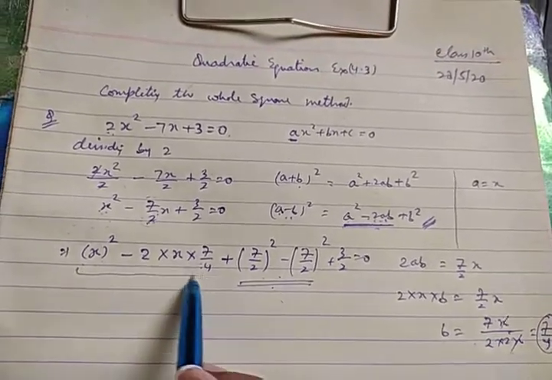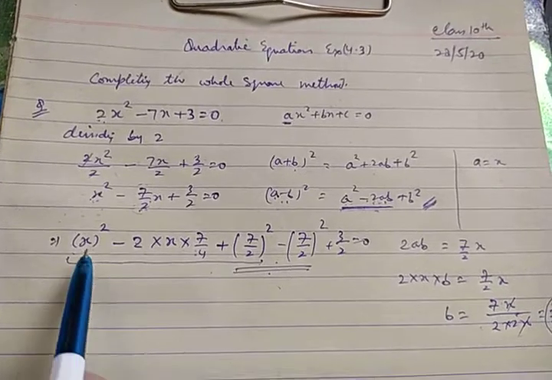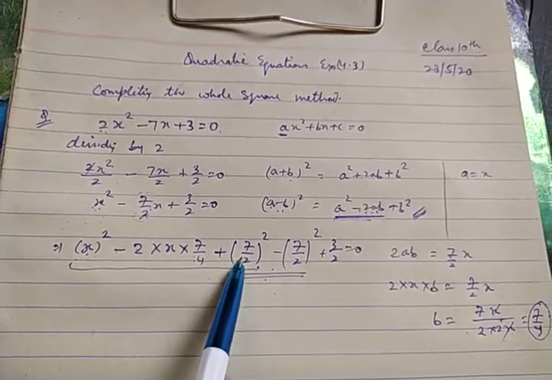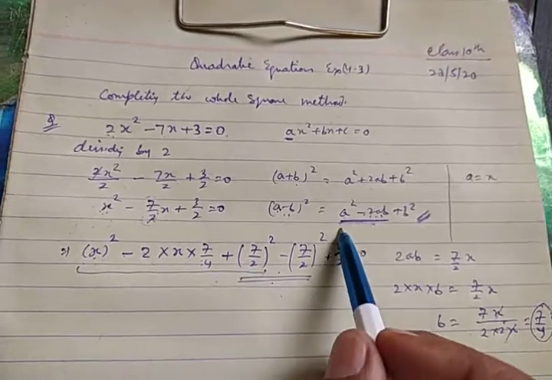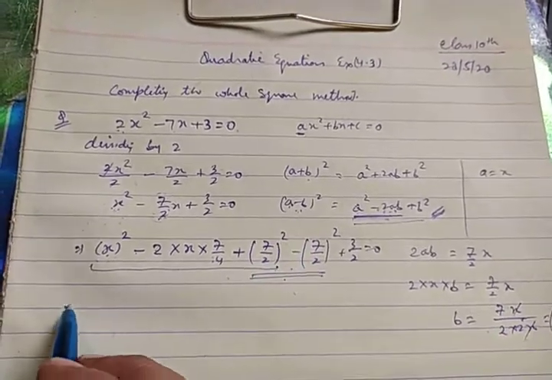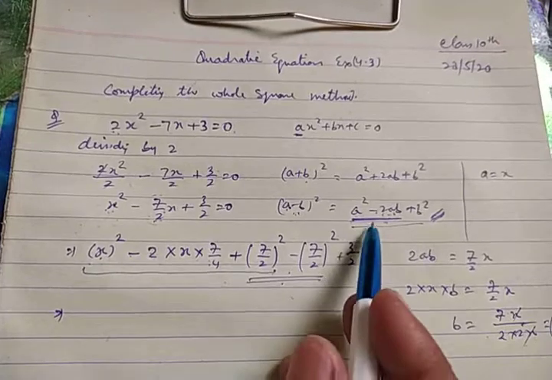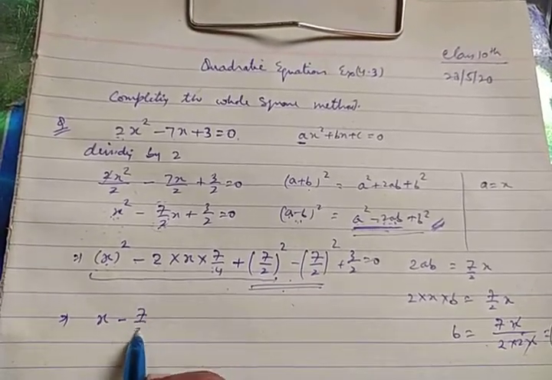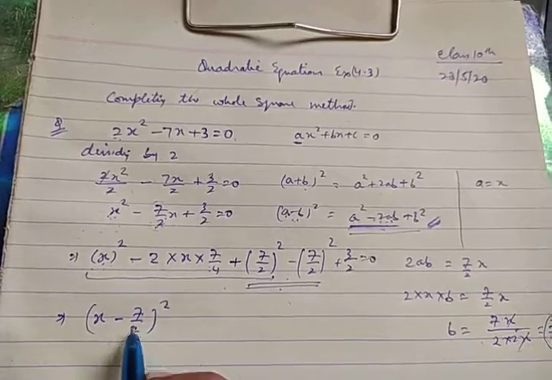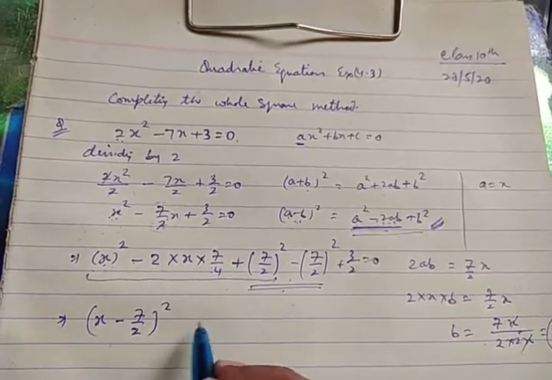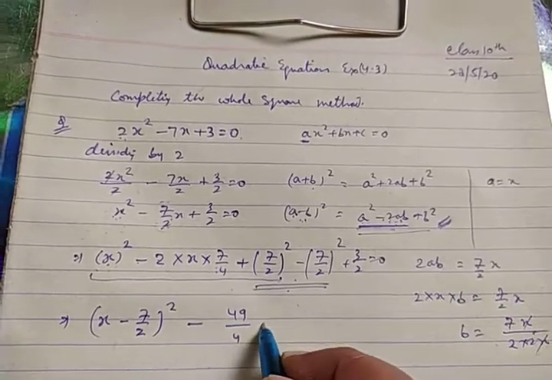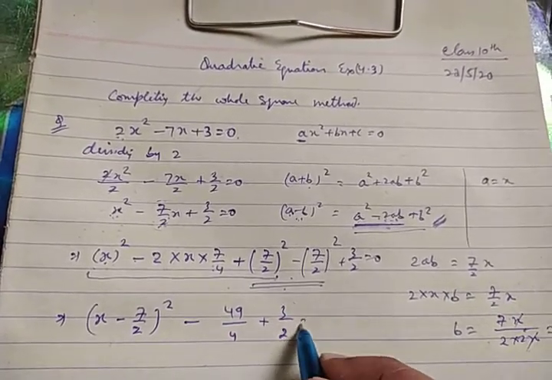Now this format is matching with the formula a square minus 2ab plus b square. The format is matching, so you can use the formula. This means you have completed the whole square. It does mean x minus 7 upon 2 whole square. Now simplify this: minus 7 times 7, 49 upon 4, plus 3 upon 2 is equal to 0.